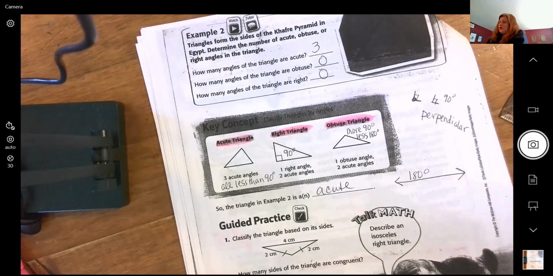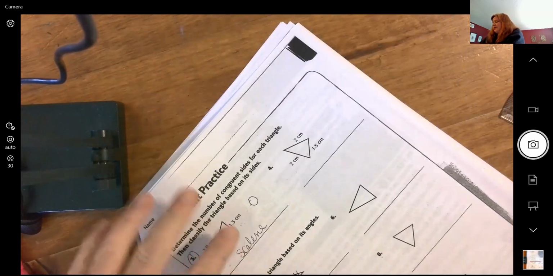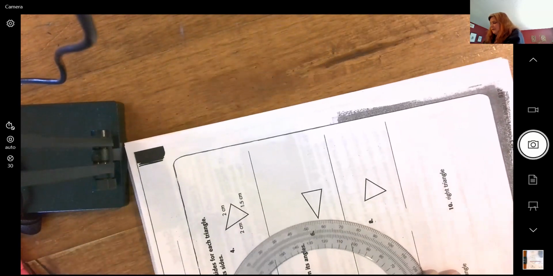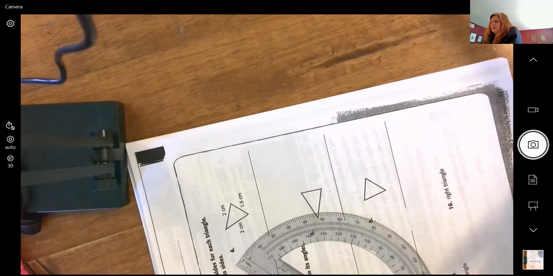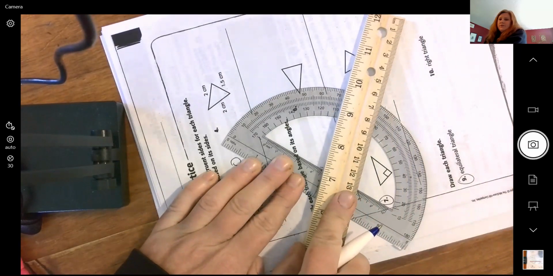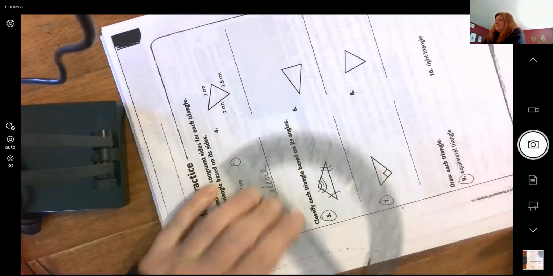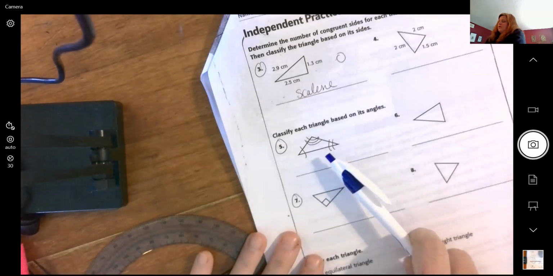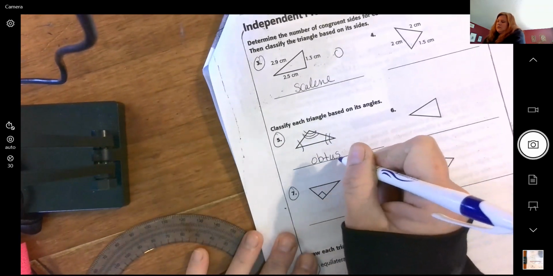Let's look at our chart. Oh, it wants us to do this one based on angles. So we better check this one. So those were less than 90. And this one is greater than 90. See, it's a little under 110. So remember, if it has even one obtuse angle, it is obtuse.